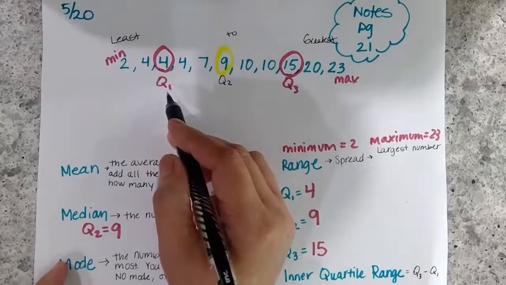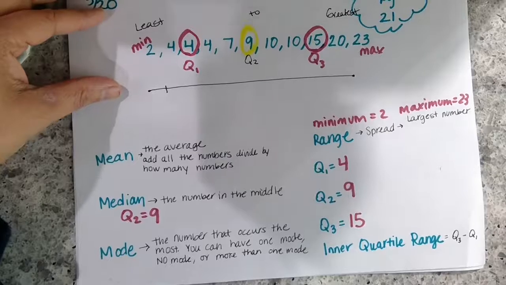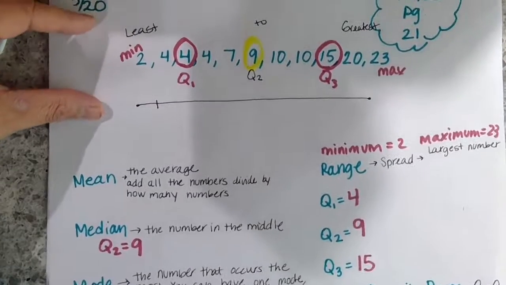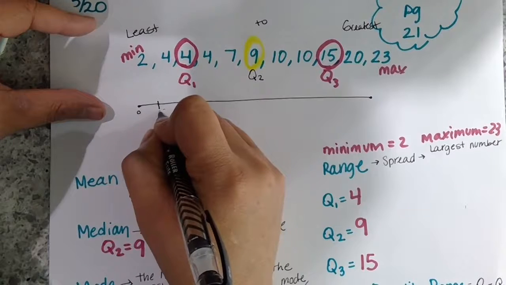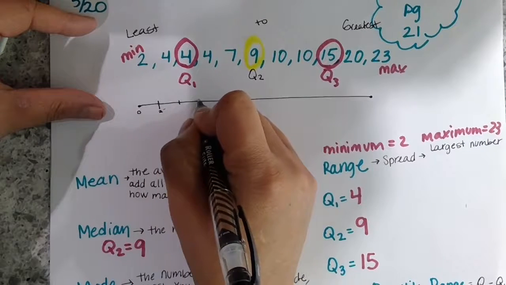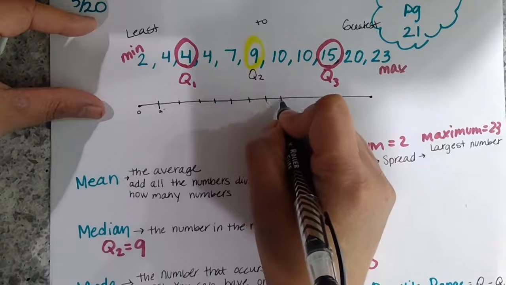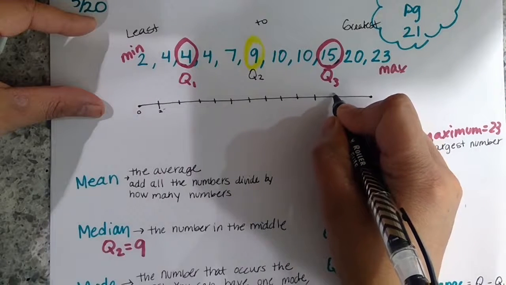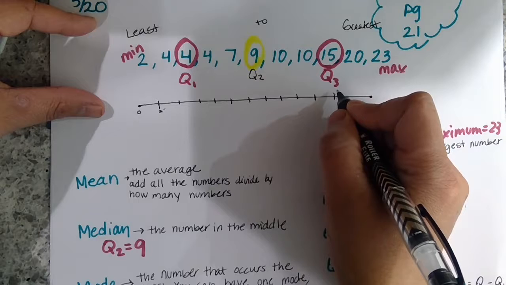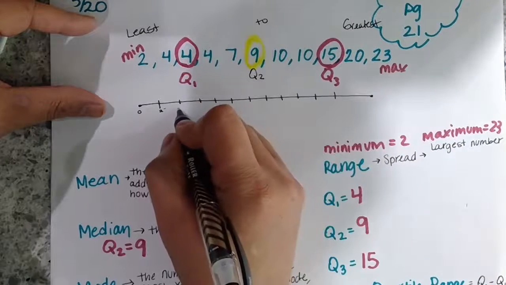You want to make a scale from 2 to 23. So I'm going to go ahead, let me see how I'll make my scale. Okay, take some time to make your scale. I think I'm going to go by 2s. So this I'll make 0, that's 2, 4, 6, 8, 10, 12, 14, 16, 18, 20, and this right here is 22. And you can label everything.